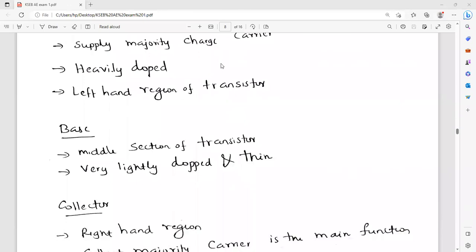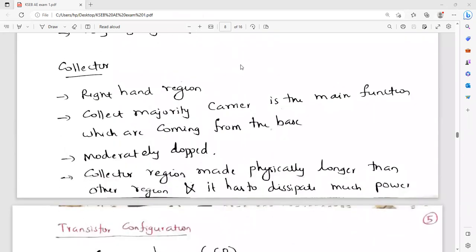Now we'll discuss which is the region where the lightly doped area occurs. That is the base region. It is very lightly doped. Also a thin region. Base is a thin region. It is the middle portion of the transistor. That is about the base region. You have to understand the fundamentals. You may get some questions related to fundamentals. Sometimes they may ask you to pick out the right sentences among a list of 4 or 5.